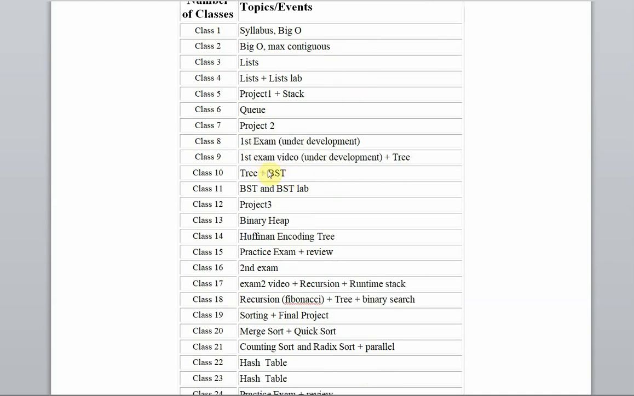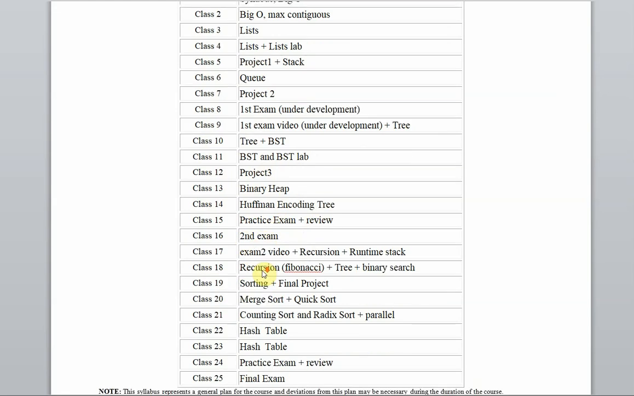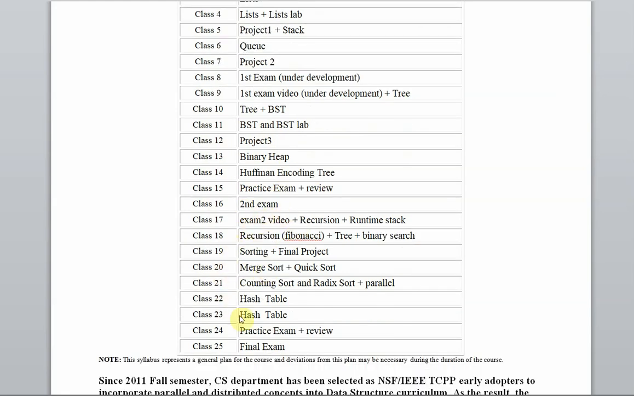After that, it's all related to trees. For the second exam you will have tree, binary search tree, project, binary heap, Huffman encoding tree, etc. And then you will see an exam over here. After that, you will look into the last part, which contains 3 major topics: recursion, sorting, and then hash table.